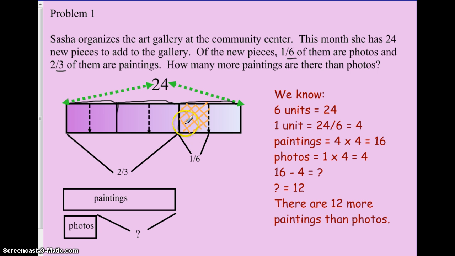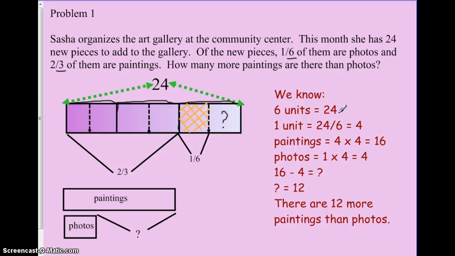Okay, and this here, colored in one, is showing my photos. This one, we don't know what it is, nor do we care. They're not asking us about this. So we don't even need to know the entire total here. Okay, so what do we know? 6 units equals 24 wholes, right? Or 6 units equals 24.